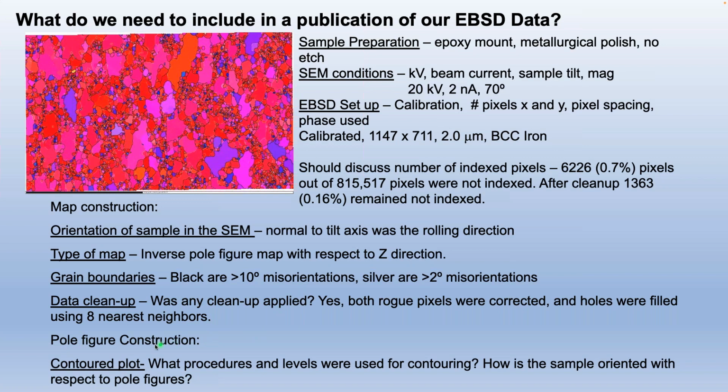And then if you're using a pole figure, it's a contoured plot. You need to be clear about what procedures were used and what levels were used for contouring. And again, how is the sample oriented with respect to the pole figures? So I know that's a big set of data that you need to include, but I think it's very important to hit most of these points when you're presenting this sort of data in a paper.